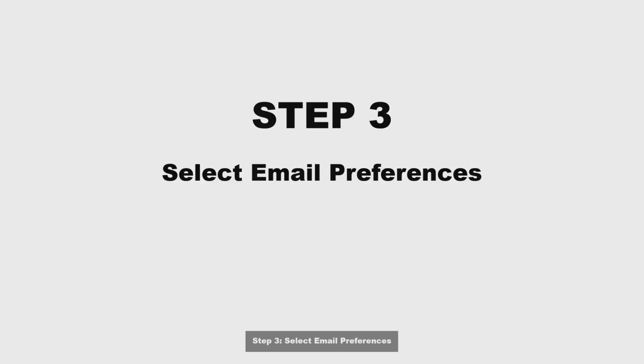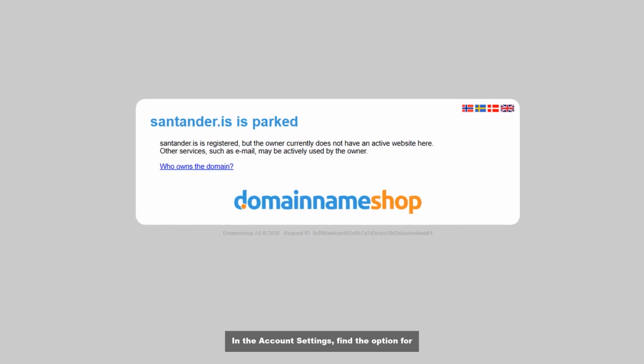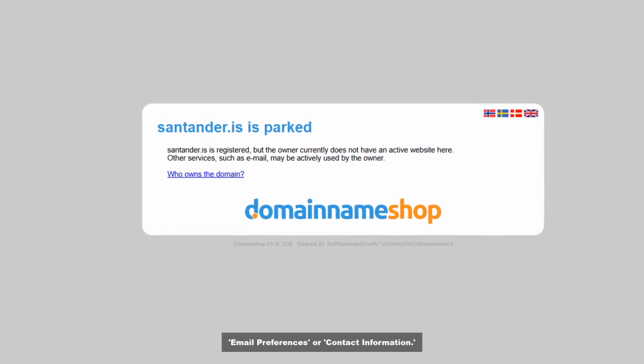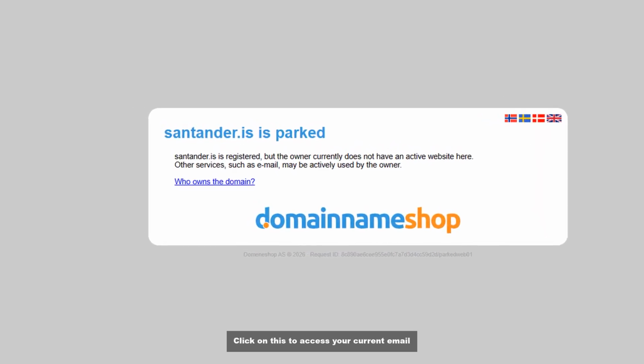Step 3. Select Email Preferences. In the Account Settings, find the option for Email Preferences or Contact Information. Click on this to access your current email settings.